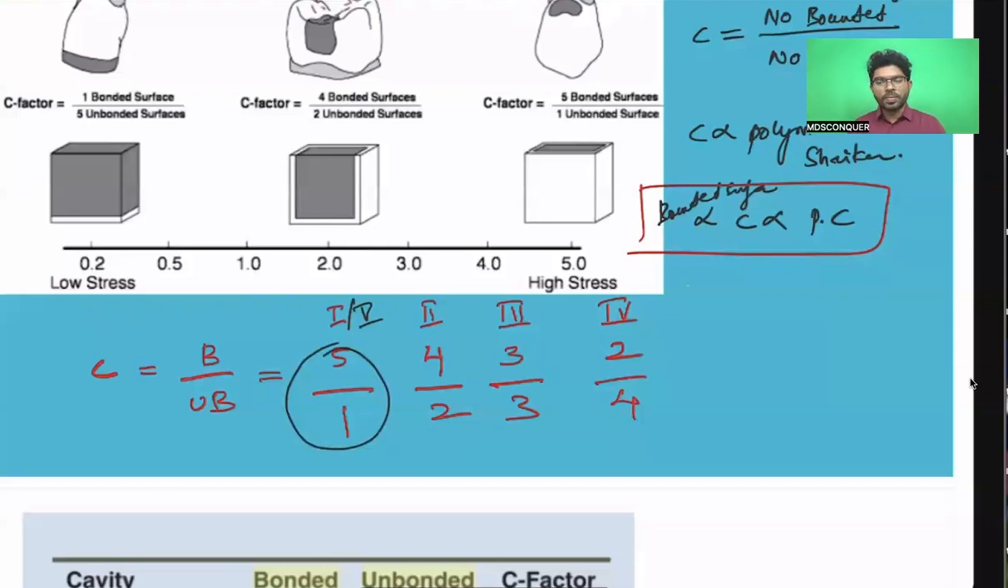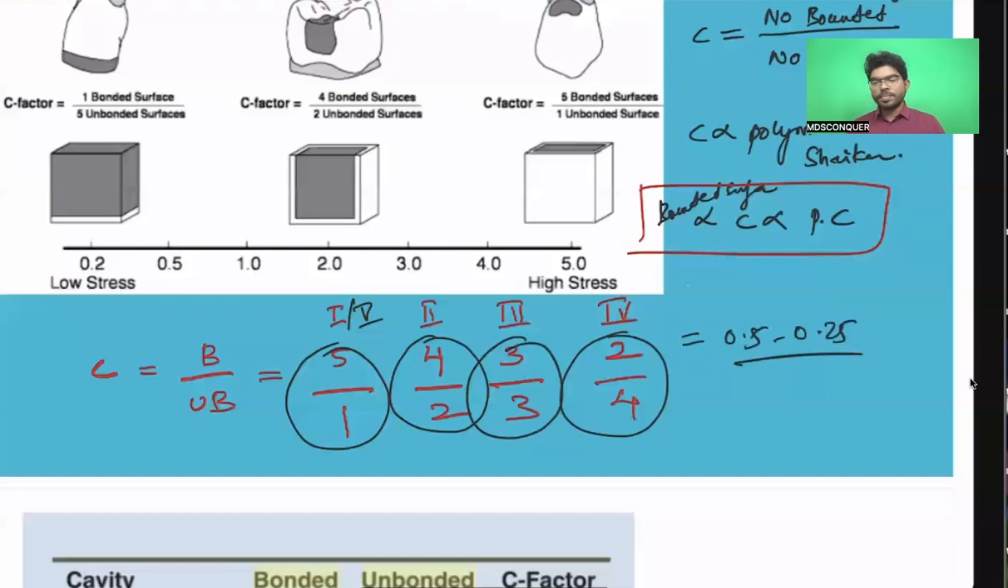C factor for class 2: 4 by 2, the answer is 2. C factor for class 3: 3 by 3, 1. C factor for class 4 varies based upon the bonding concept or the cavity preparation, but it ranges from 0.5 to 0.25, around this value. Okay, clear, done. Now I just want to ask one more important question.